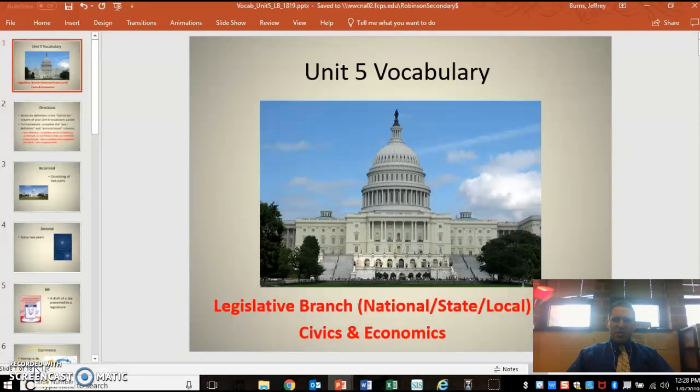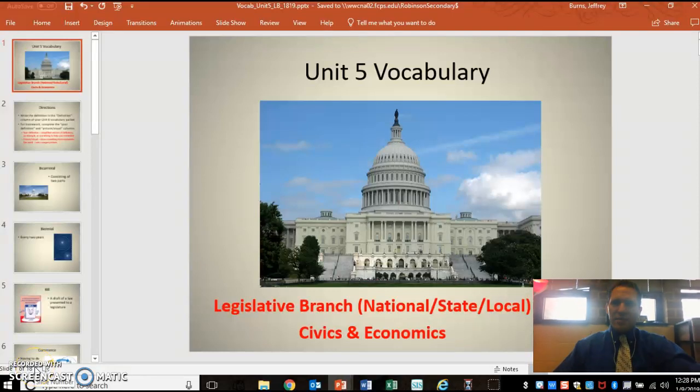Hey guys, it's Mr. Burns here, coming at you with another vocab set, Unit 5 vocab. That's going to be our legislative branch, which covers the national, state, and local legislative branch.